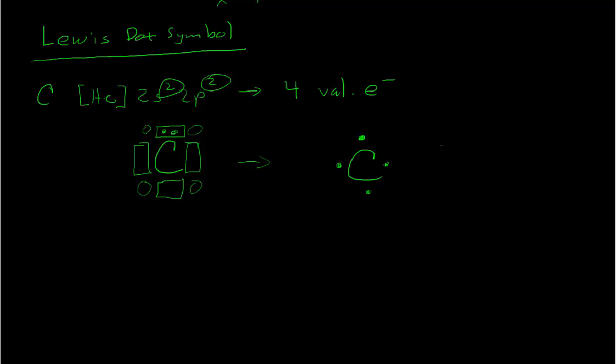So electron pairs are very important in Lewis's model, and so we're always going to want to keep electrons either in 1s or 2s. We're never going to group them together in groups of 3 or 4 or something like that. So this would be the Lewis dot symbol for carbon.